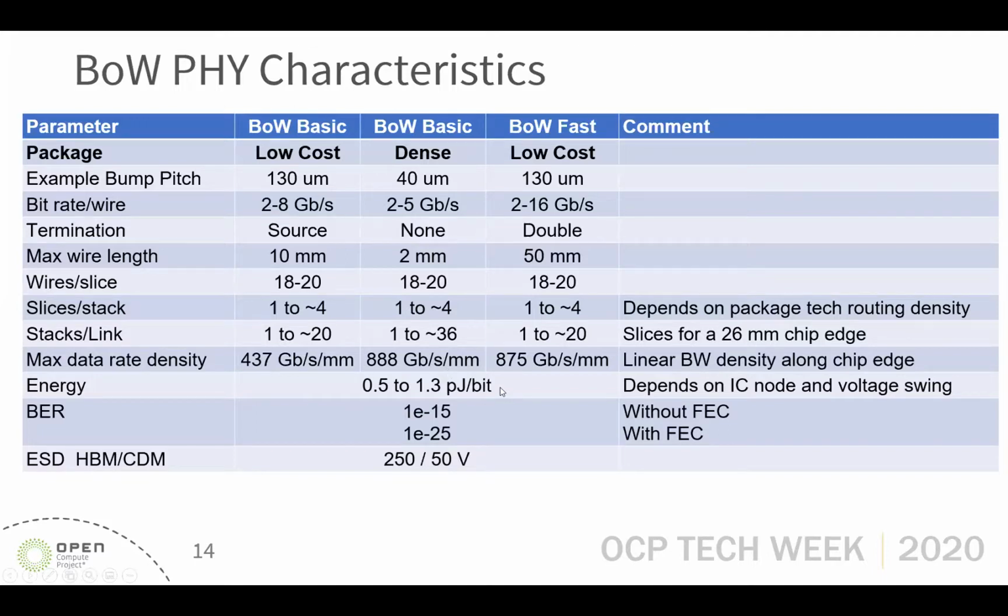The energy in all three cases is between 0.5 and 1.3 picojoule per bit, and it depends on the IC node and the voltage swing that you choose to use. Bit error rate, we think 1e-15 will be easy to meet without FEC, and 1e-25 even with a simple FEC.